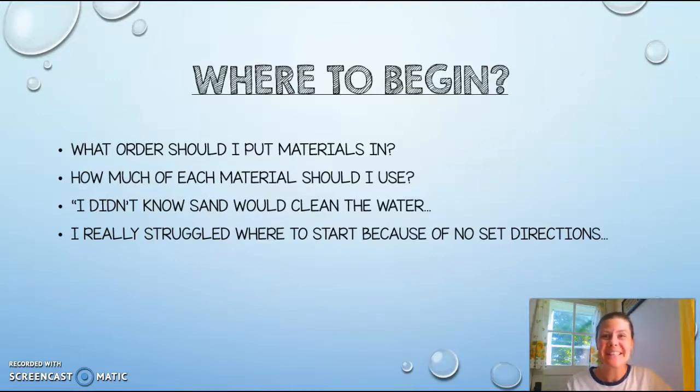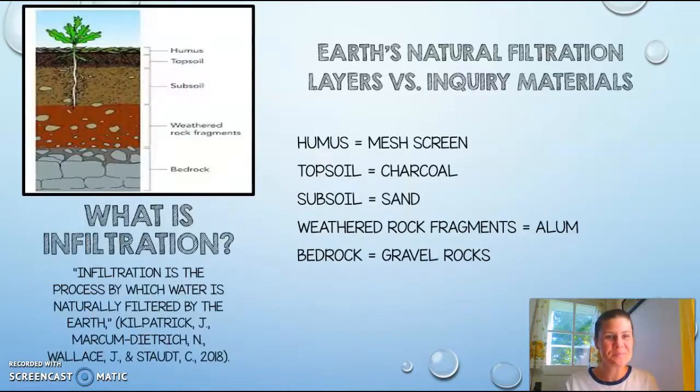I didn't even think that sand could really clean water, because I'm used to seeing, at the beach, sand making the water cloudy, having particles floating around and such. And I really struggled with where to start in the beginning because I'm such a rule follower and I like a set of directions to follow.